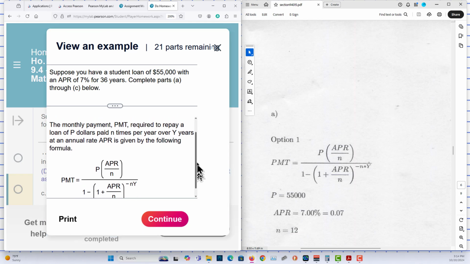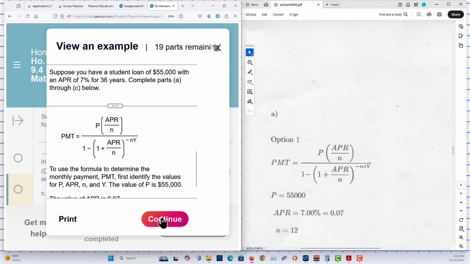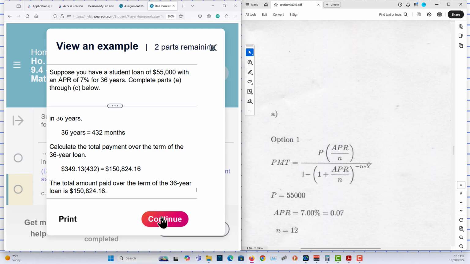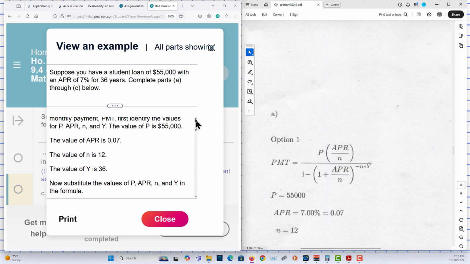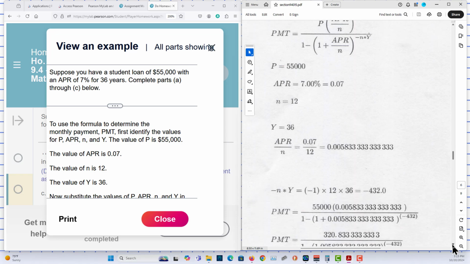So in this case here, you see that formula they have here for your student loan. Okay, and your P is given to us. So P is 55,000 and the APR is 7%. Monthly payments, and it's 12. The number of years is 36 years.